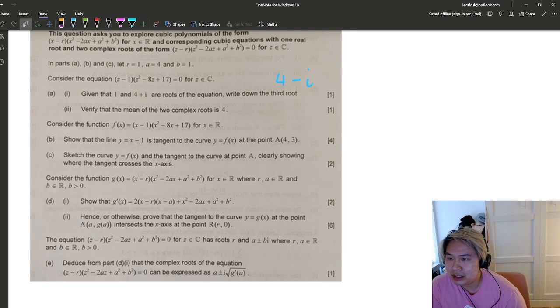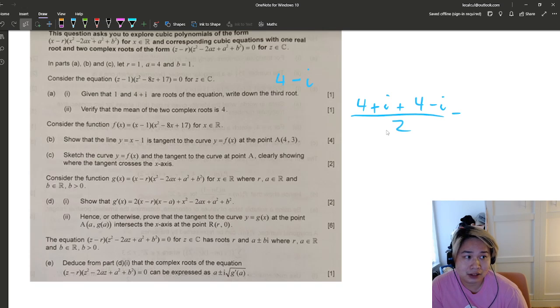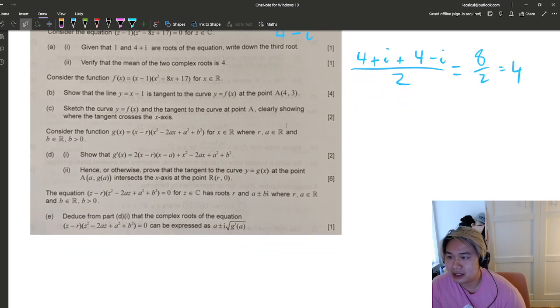Verify that the mean of the 2 complex roots is 4. Okay, that should be pretty easy. So you add the 2 complex roots together, divide it by 2, and well, you get 8 divided by 2, which is 4. Okay, don't know why they're asking us that, but 2 marks.